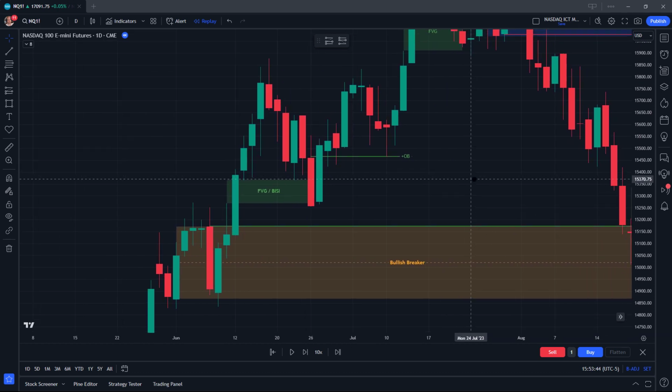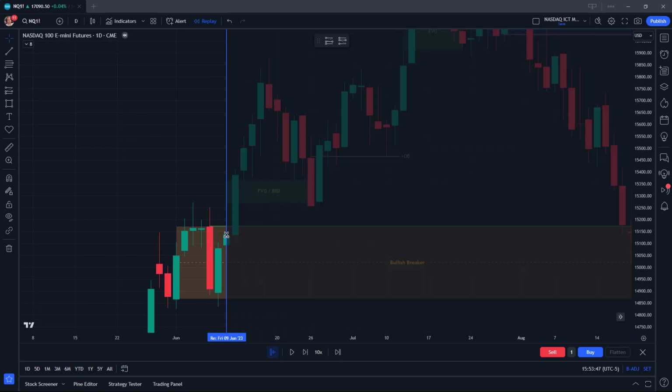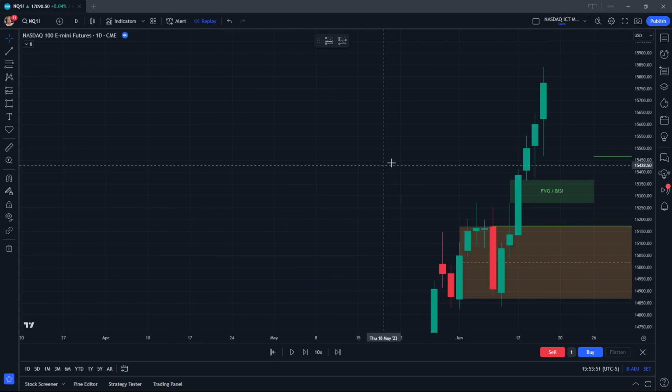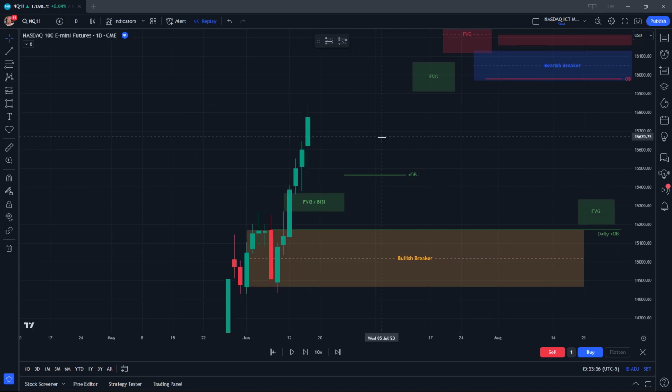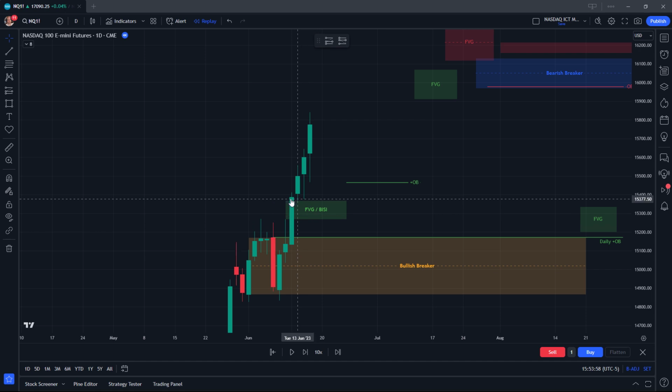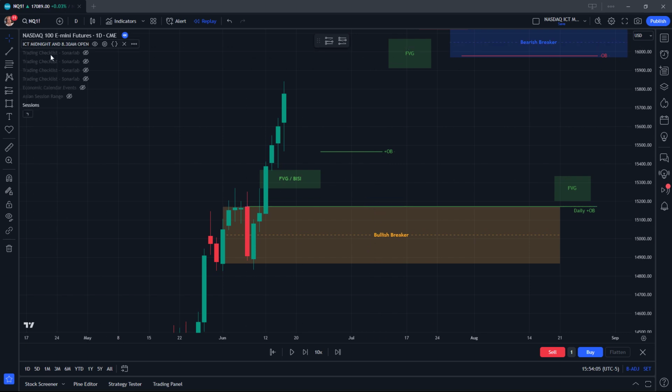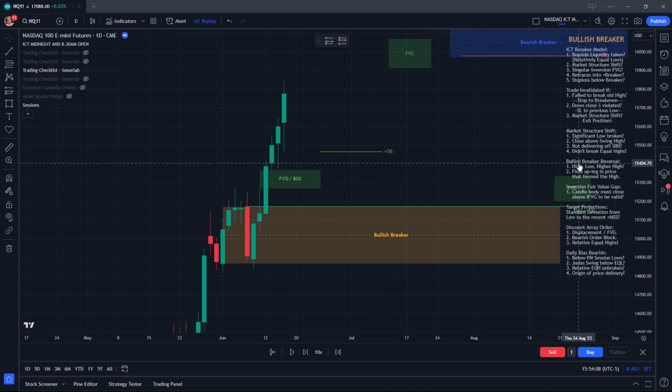Okay, so why don't we do something like this. Okay, so we're looking at this, and we can see a fair value gap here, a bullish breaker, because I just keep forgetting it. High, low, higher high. It's so simple, but I just keep messing it up.